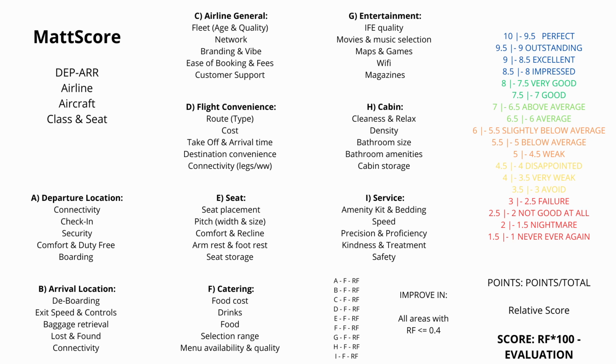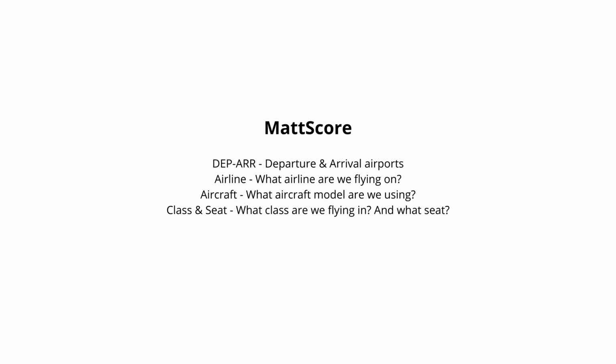Now, let's travel. First of all, this is the header, in which you will be able to find the main info on the flight, such as the route, the airline operating it, the aircraft, the seat class and the seat number. Pretty basic stuff, I would say.